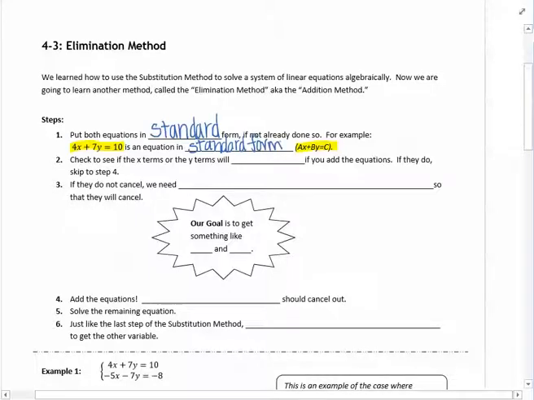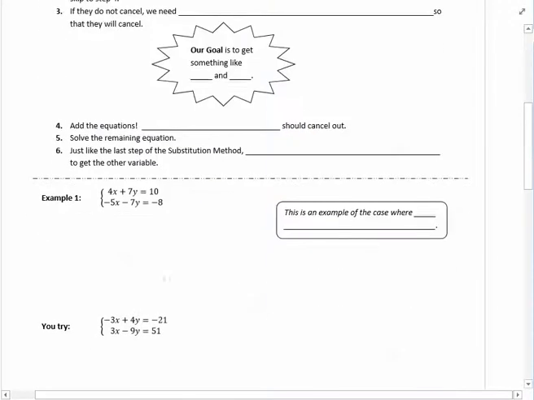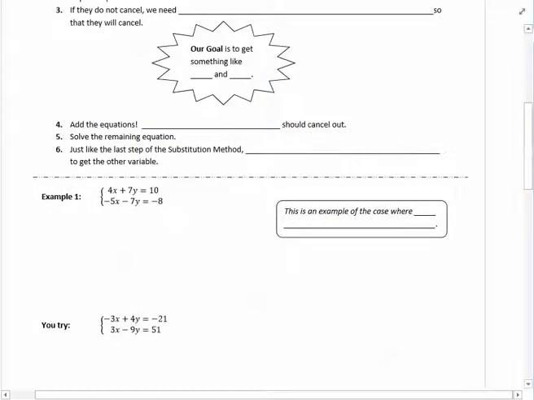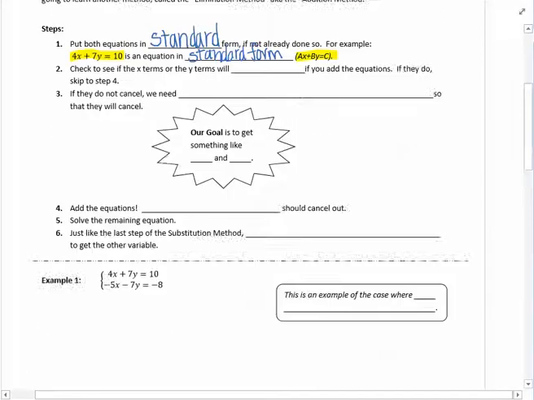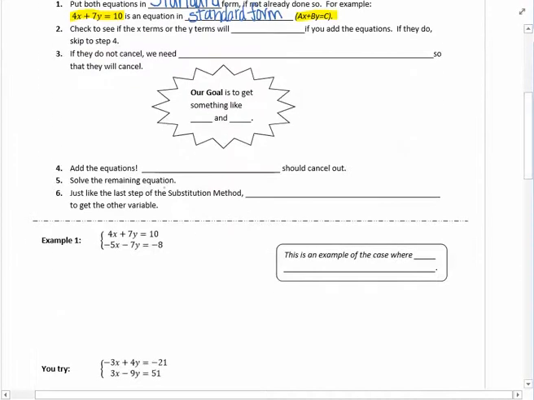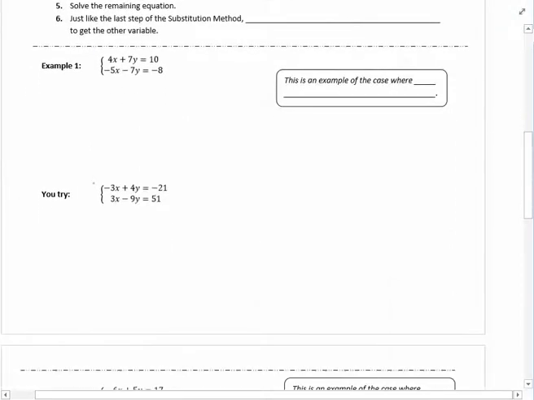We want them to be lined up. Exactly how you can see this one is right here. 4x plus 7y is equal to 10. Negative 5x minus 7y is equal to negative 8. Okay, so second step. Check to see if the x terms or the y terms will cancel when you add the equations. And if they do, skip to step 4. So I'm going to skip the rest of those steps, and I want to show you what I'm talking about.